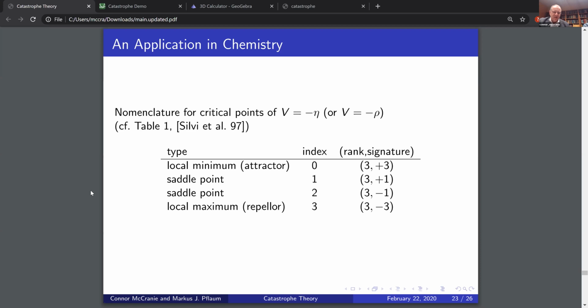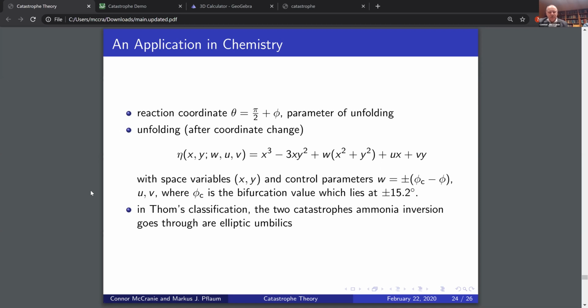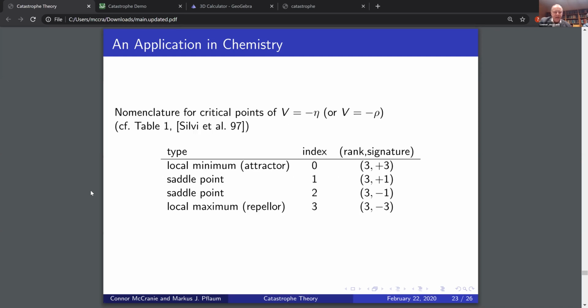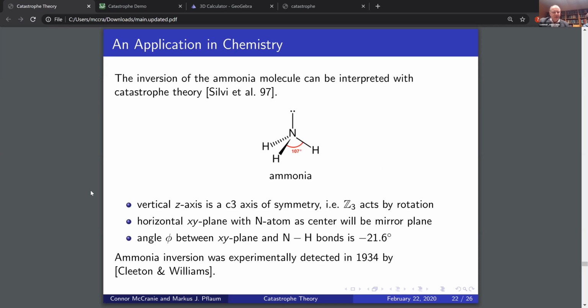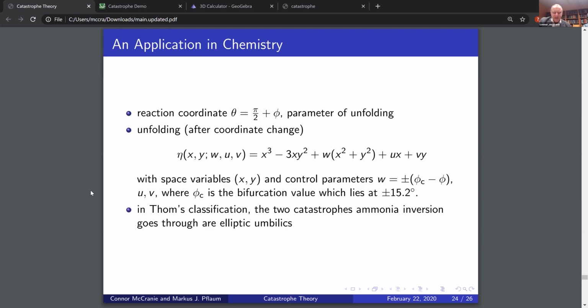Local maxima are just the opposite. They are repellers, and the index is 3. And then there are 2 types of saddle points, of index 1 and of index 2. And out of the rank, you can immediately compute what the signature is. Okay. So this reaction coordinate theta is pi half plus phi. If I come back here, the angle phi was the angle between the XY plane and the NH bonds. Well, I switched between radians and degrees, but I think that's okay.